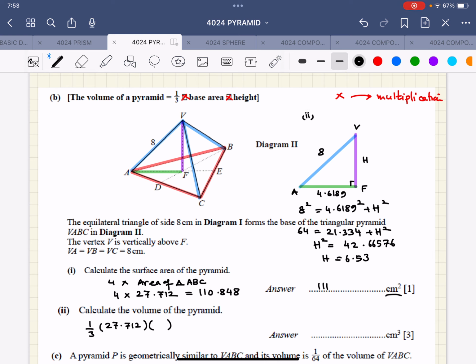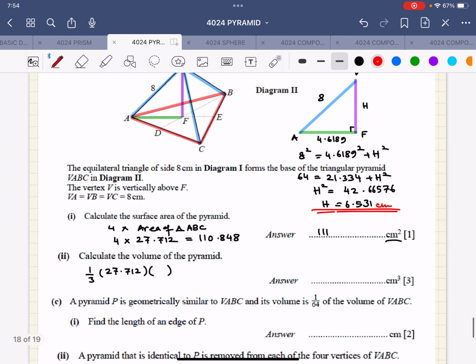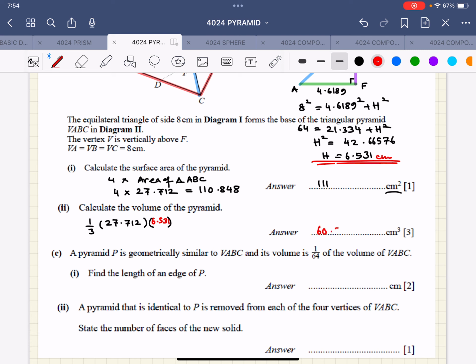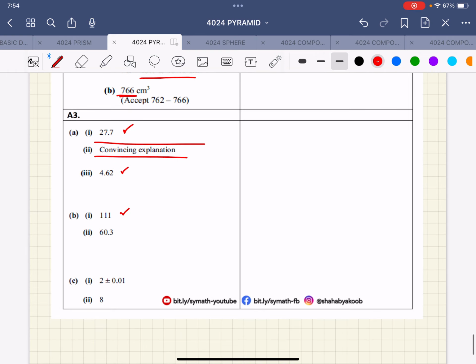Okay, so h is 6.531, and let me highlight this. Okay, highlight it, not cancel it. So this is centimeters. Therefore, 6.531 into 27.712 divided by 3 comes out to be 60.33. So I'm writing this as 60.3, correct to 3 significant figures. This is also done. Now let me check these two answers: this is 111, this is 60.3.